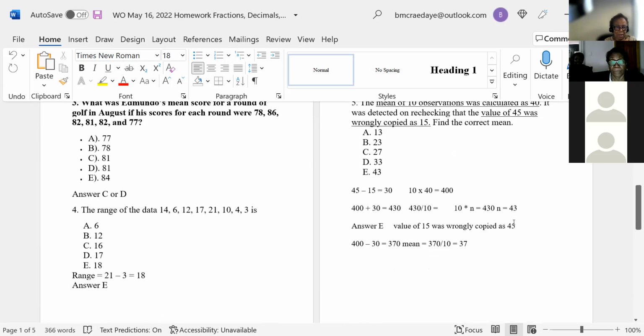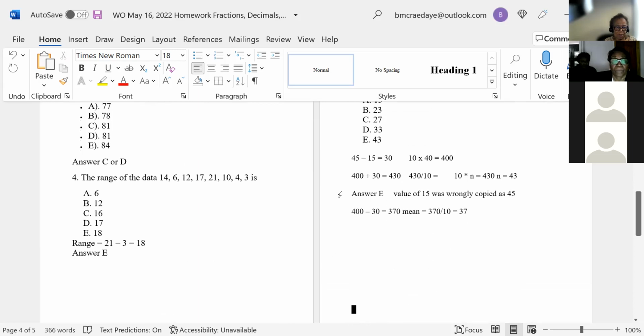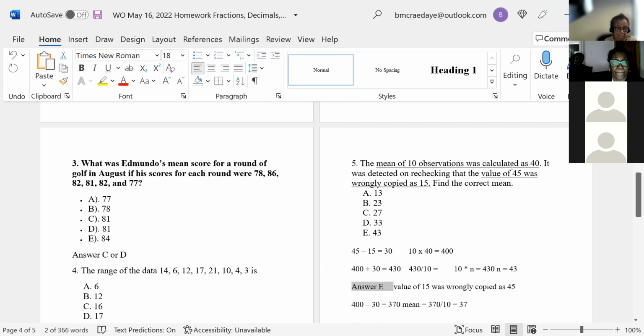The answer for number 5 is answer E. It's the same one we're just doing. But I reversed it and said if the value of 15 was wrongly copied as 45, that means you got 30 more than you should. So you subtract the 30 from the 400 and you get a mean of 37. If the problem was different and said the value of 15 was wrongly copied as 45, you put 30 points in your total more than you should, so you subtract the 30 out.